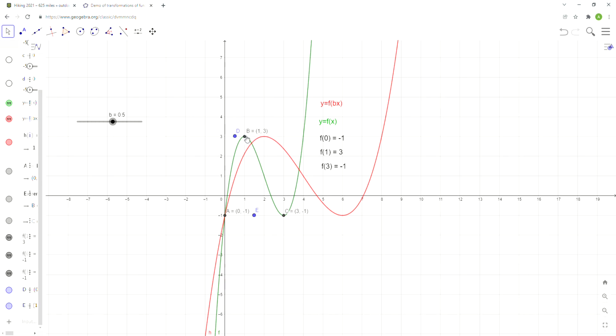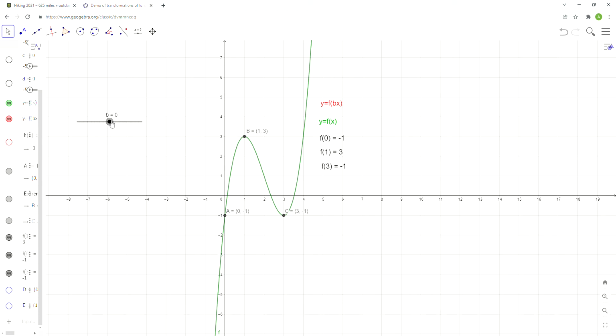The peak used to be at x equals 1, and now it's at x equals 2. And of course that is because if we put x equal to 2 into here, we're taking f of a half times 2, which is f of 1, and we know that f of 1 is 3. So again, it does very much the opposite of what you would expect.